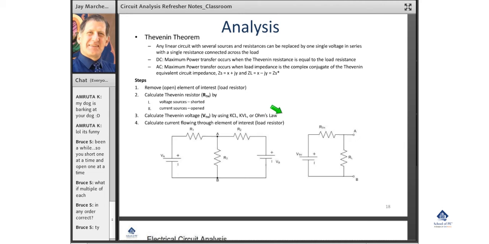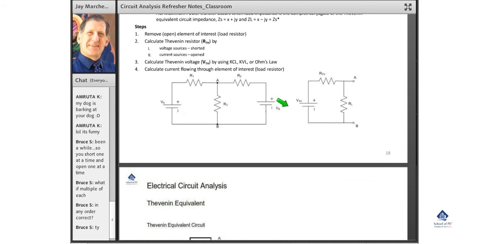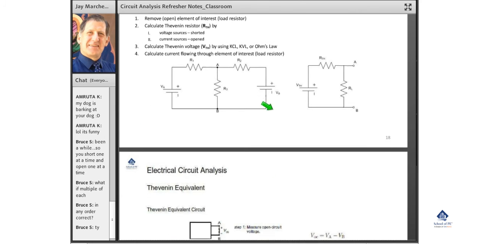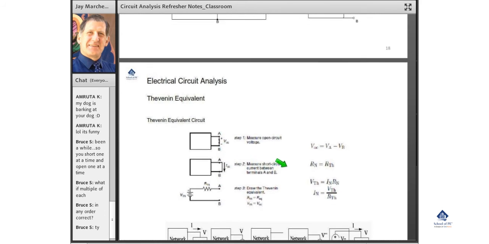So how do we get there? Well, we remove or open the element of interest. Basically, you think of snipping the circuit at the terminals, and then calculate the Thevenin voltage, with voltage sources shorted and current sources opened. We'll find the Thevenin voltage by using Kirchhoff's current law, voltage law, and/or Ohm's law, sometimes a combination. And then we'll calculate the current flowing through the element of interest. So let's see how that works.